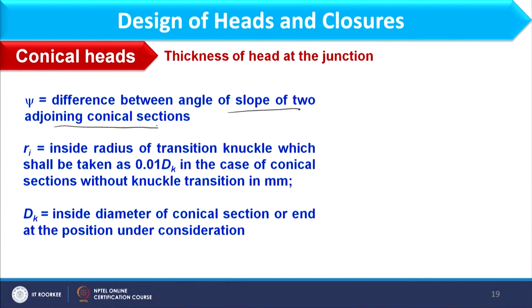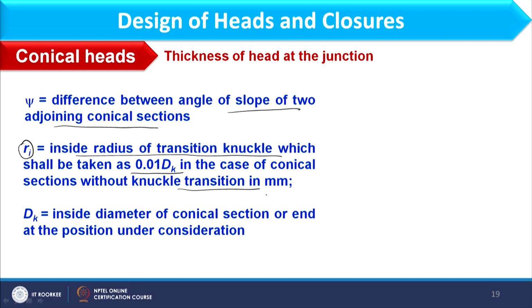And next parameter I am having is Ri. Ri is basically inside radius of transition knuckle, which shall be taken as 0.01 dk in case of conical section without knuckle transition in mm. So if you see, this Ri basically denotes the knuckle transition part, and if knuckle transition part is not there, then Ri will be equal to 0.01 dk. Okay. So that value I need to consider while designing.